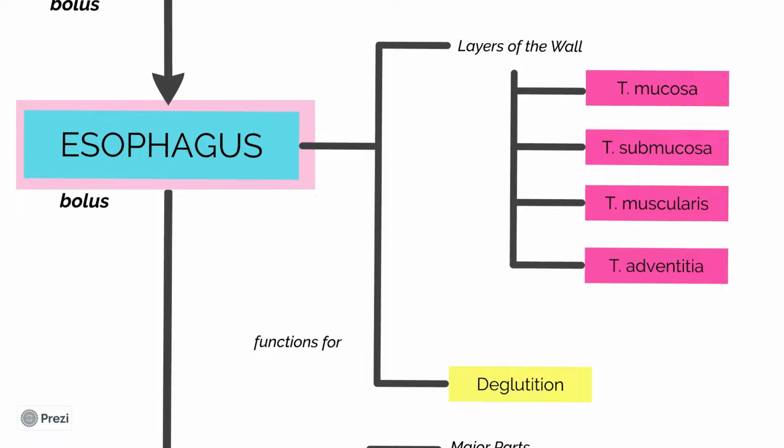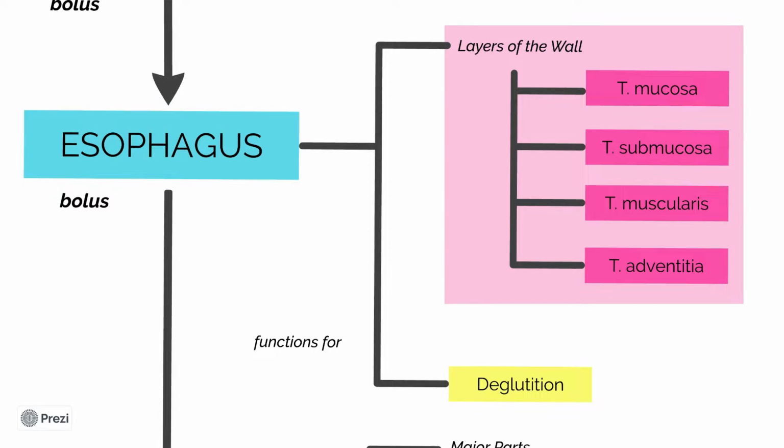The next part of the digestive system is the esophagus, which is a muscular tube through which the food passes into the stomach. It passes through the posterior mediastinum and enters the abdomen through a hole in the diaphragm and joins the stomach. The wall of the esophagus consists of four layers, namely tunica mucosa, tunica submucosa, tunica muscularis, and tunica adventitia. The tunica submucosa has mucous glands that prevent excoriation and provide protection to the walls of the esophagus.